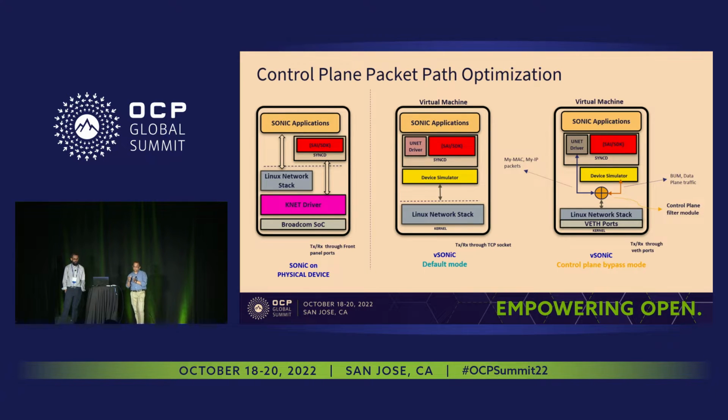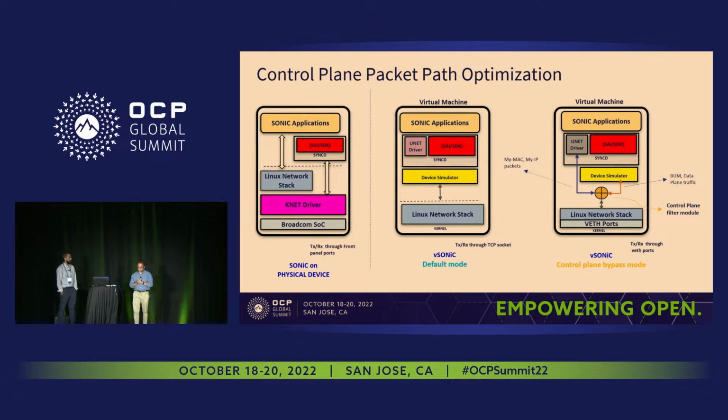So when we have VSONiC, there's no PCI device, so there's no KNet driver. So we had to build a UNet, that's what we call, that replaces the KNet driver, and it fields all the control plane traffic. And beyond that, everything else is SONiC application. So UNet is a part of SyncD, and so the applications above running, they don't even have an idea that they're running on a simulator. So that's how we stacked it up.